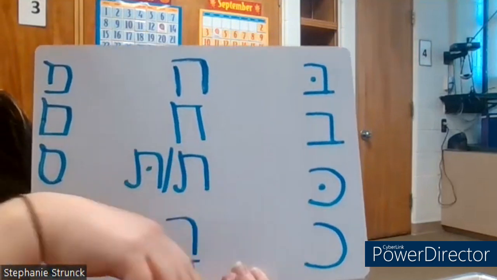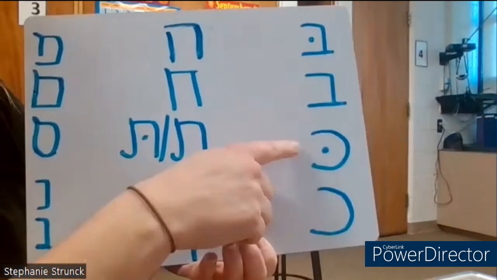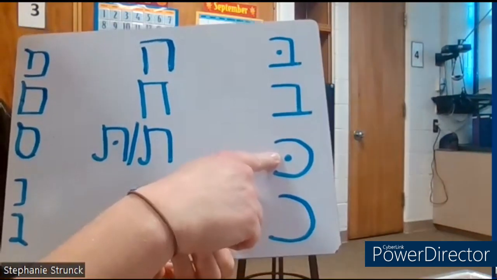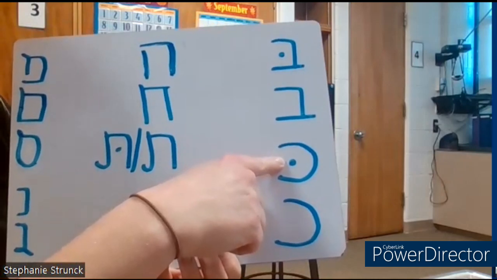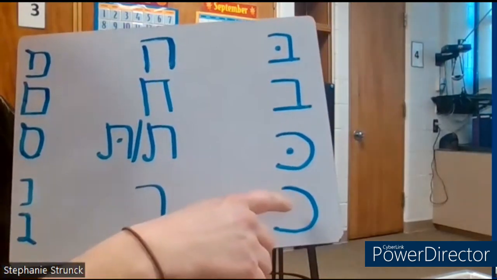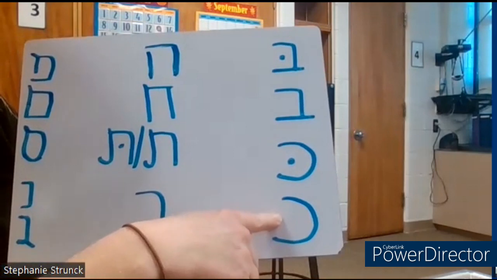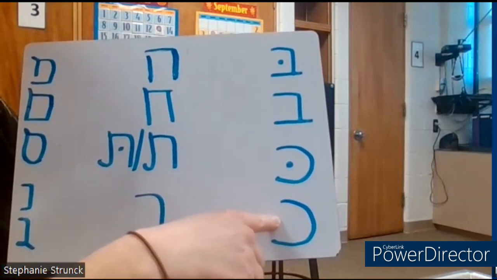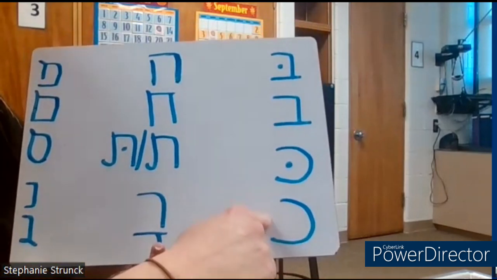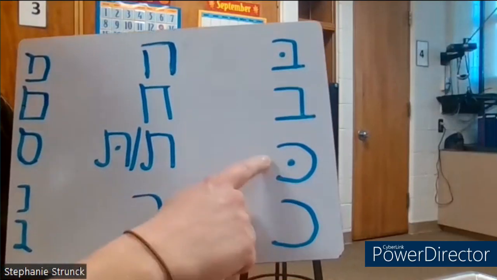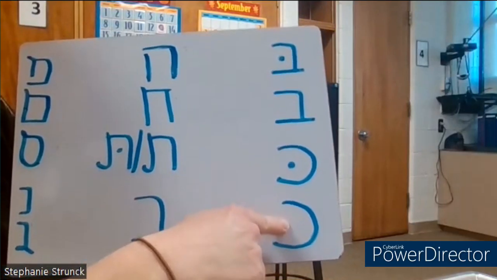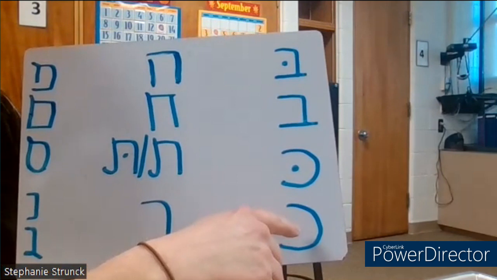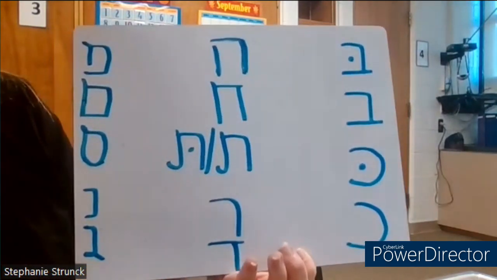Kaf and chaf. Kaf has a cough drop that's going to help us stop coughing. And then we have our chaf, which is our backwards C. So we have a cough drop and we have the backwards C.